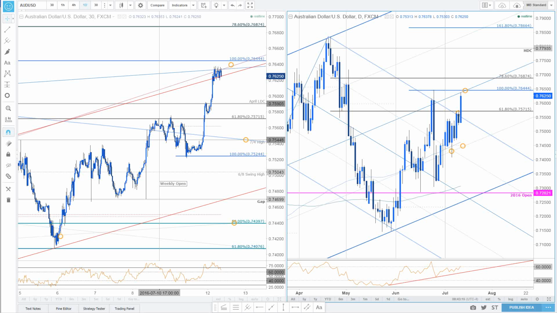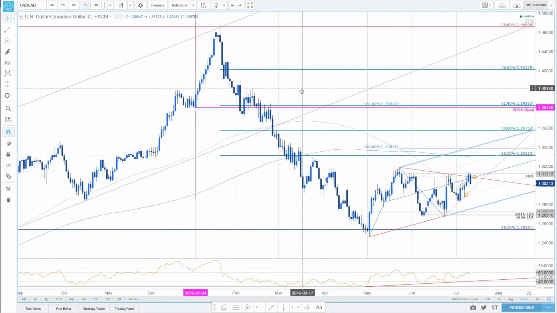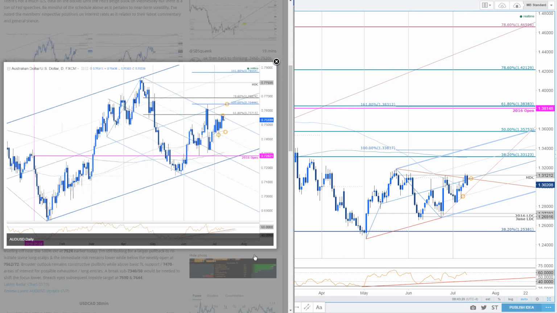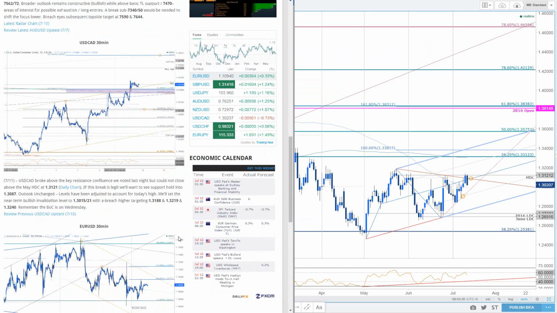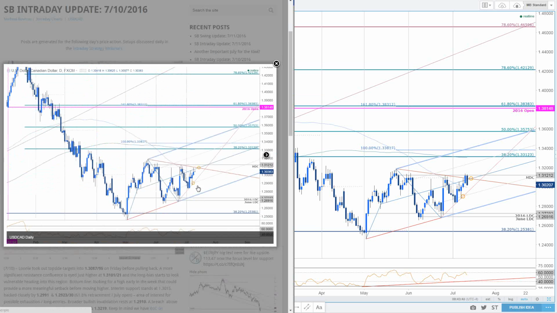Here's what dollar CAD looks like. First on the daily, and then we'll jump into the 30-minute. So if you guys recall, we were looking at dollar CAD earlier in the week on the Sunday update, and we said, look, we're essentially looking for a high early in the week to manifest itself. Let's just take a quick look back. Here's what the update looked like from the 10th. Okay, and here's what the daily chart looked like.